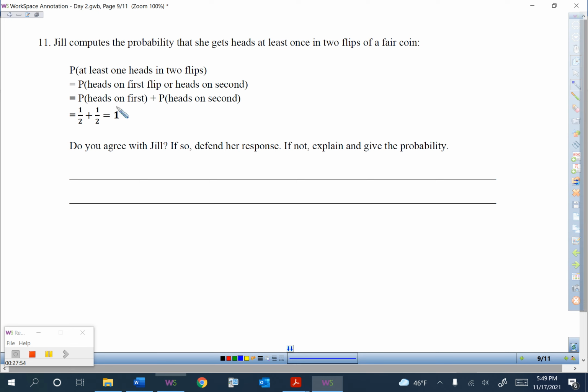Okay, then she split them up and found their probabilities. Because it's an or, she added. And based on that math, adding, that's okay. We want to know, do we agree with the final answer being 1? If so, we'll defend it and show mathematically why. If not, we'll give the actual probability.